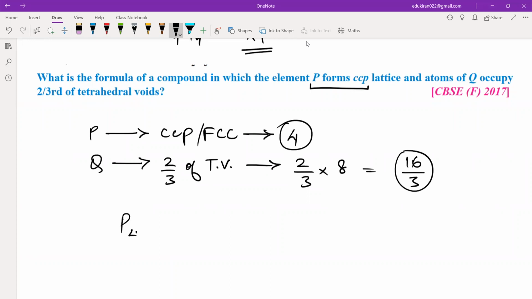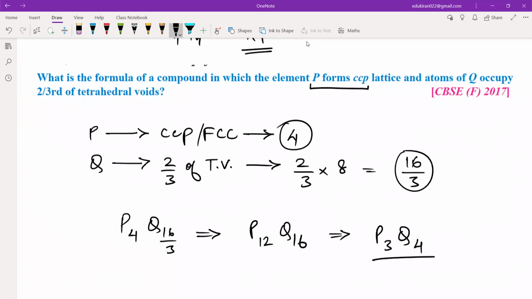So P is 4 and Q is 16 by 3. So I will simplify this as P12 and Q16. If I multiply 3 on both sides, then further I can simplify it. I will divide both of them by 4. I can divide both of them by 4, right? P3 Q4. Okay, fine. That is it for today.